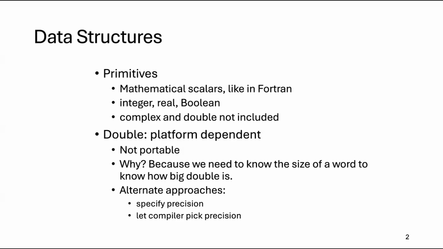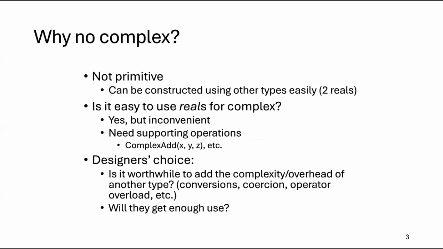for the numbers. Why was the complex type not included in Algol itself? Because it's not considered a primitive type, since it can be constructed easily using other types, basically two reals. So it's only focused on including primitive types and not a type that can be made from other types. So is it really easy to use reals for complex?